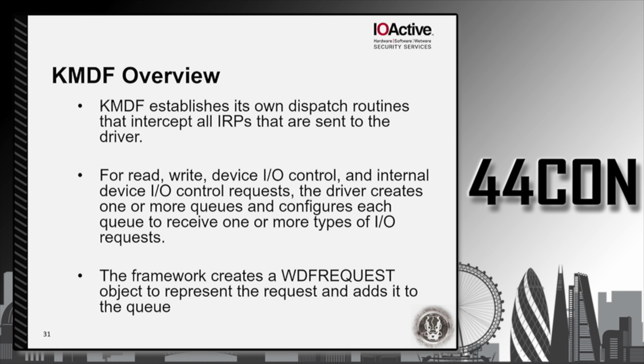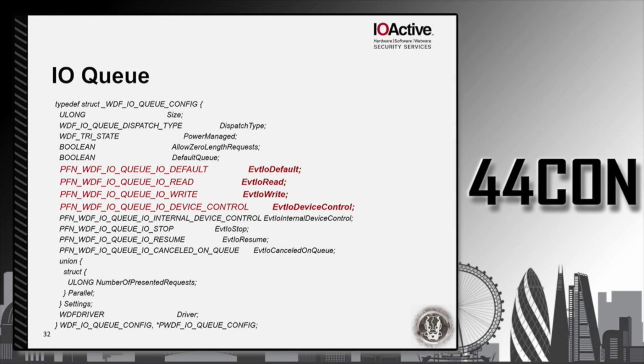So what happens is that KMDF sets its own dispatch routines for you. It traps all the requests and then wraps those into better, more object-oriented objects, and you get, for instance, instead of IRPs, a request. Instead of having a dispatch routine, you have a callback for one queue. So the driver creates a queue and sets different callbacks for those. For instance, callbacks for when a read request, a write request, or a device I/O control request comes in.